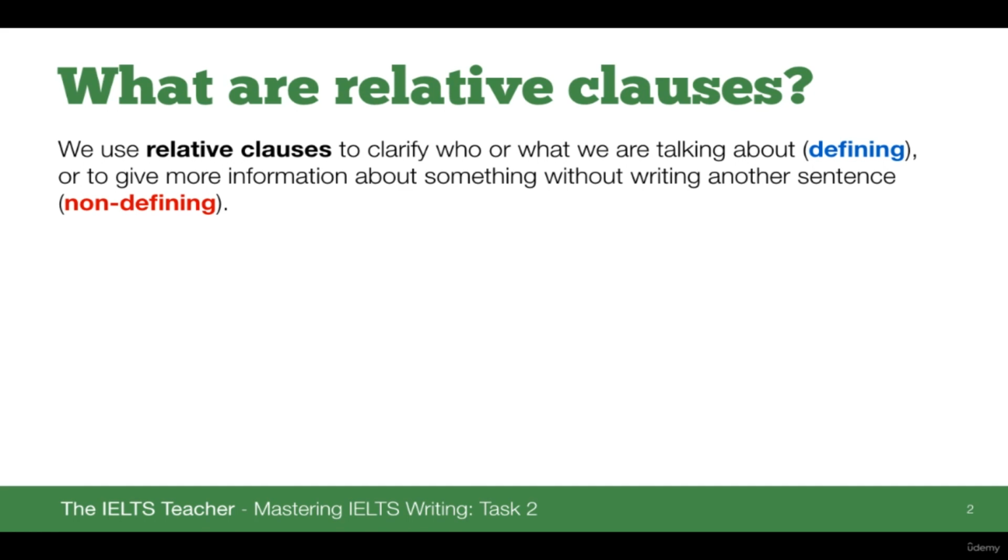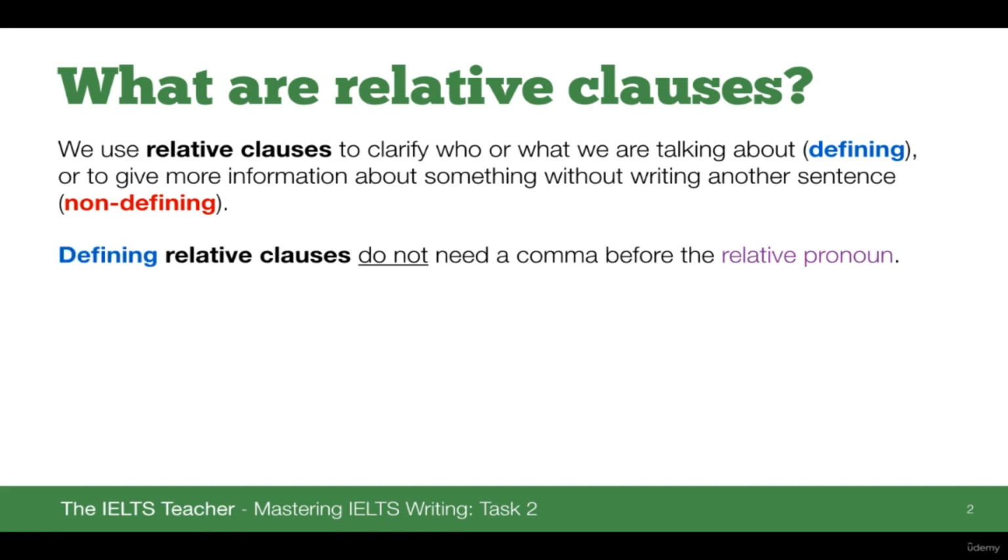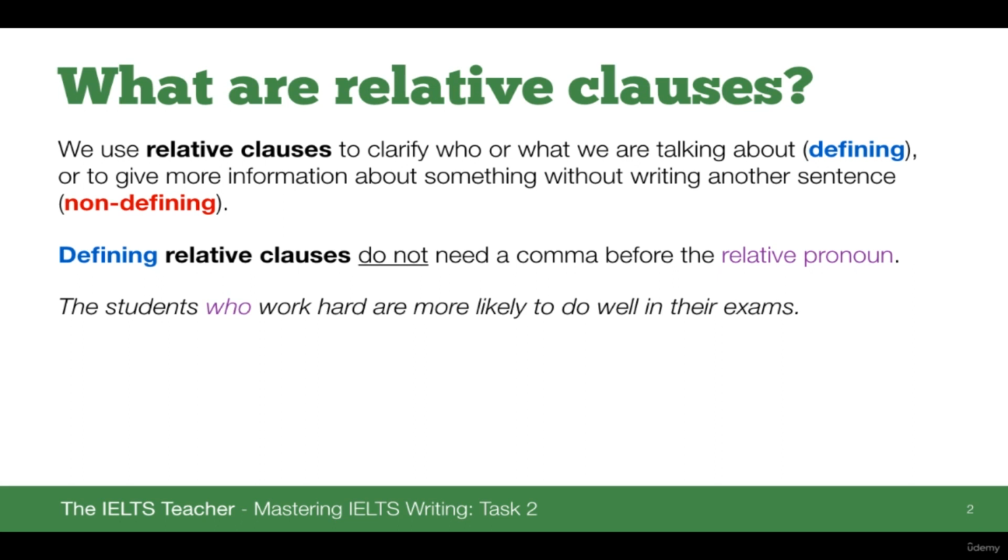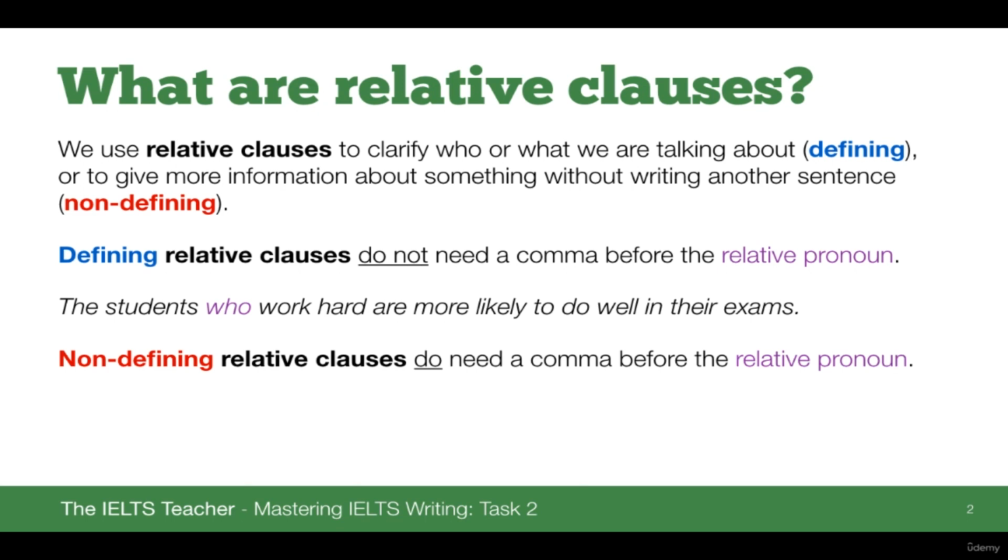Let's look at some examples. So, first of all, a very important punctuation point. Defining relative clauses do not need a comma before the relative pronoun. So don't use a comma when you're using defining relative clauses. The students who work hard are more likely to do well in their exams. No comma before who. In contrast, with non-defining relative clauses, we do need a comma before the relative pronoun.